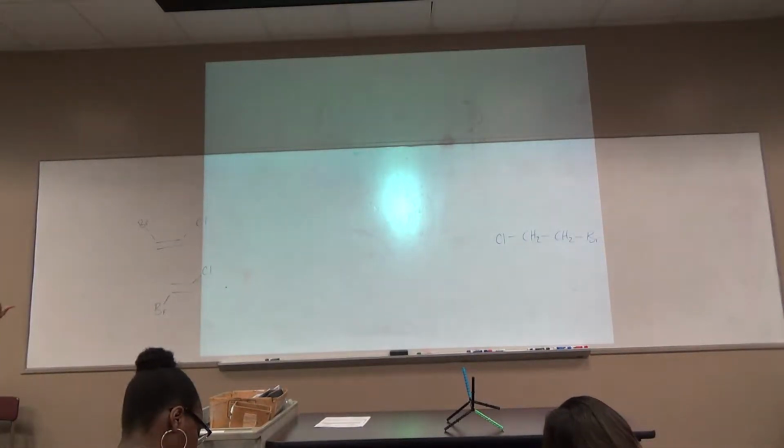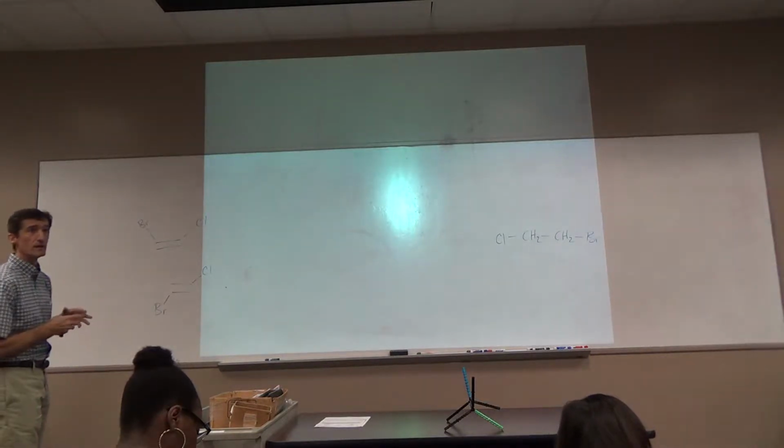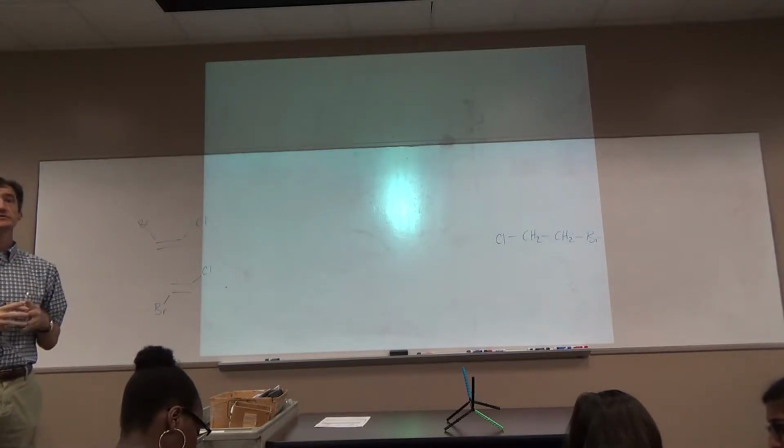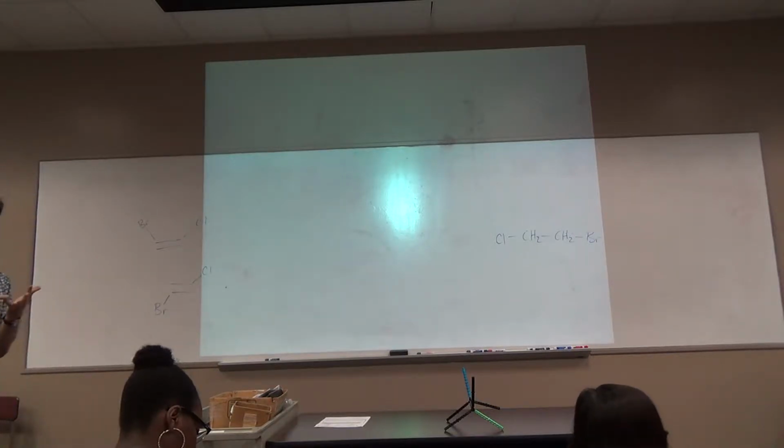Different projection of the groups. So would that be an L and a D? No, no, these are not enantiomers. There's different types of stereoisomers. Okay. Enantiomers and diastereomers. Enantiomers are mirror images. These are not mirror images.